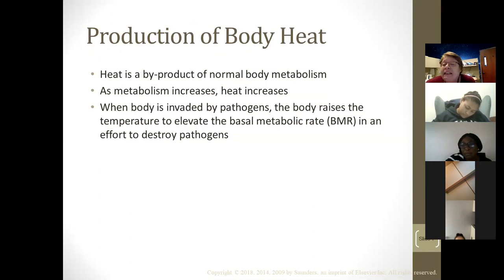Your body produces heat through your normal body metabolism. Heat is one of the byproducts of cellular respiration. When your cell uses the energy, it produces heat, okay? Metabolism increases, heat increases. So when your body is invaded by pathogens, when we're getting an infection, your body will automatically raise the basal metabolic rate in order to get rid of those pathogens. Remember, fever is one of the first things that happen until your white count can catch up, until your other defenses get there. Your body elevates its temperature to try and burn off some of these pathogens.